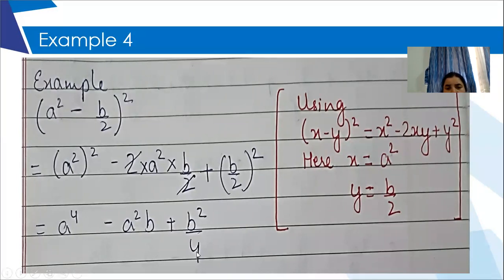Please note it down along with the identity which I have used, and every time you do it this way only. First thing, which identity will be applied. Second, write that identity with its spread. Third, mention what is your x and y in the question, and then write the spread of the question.